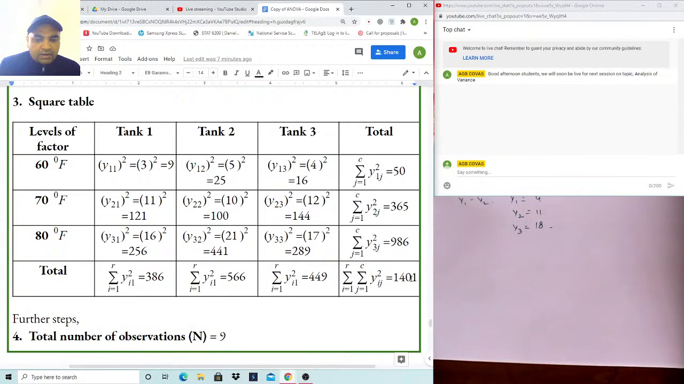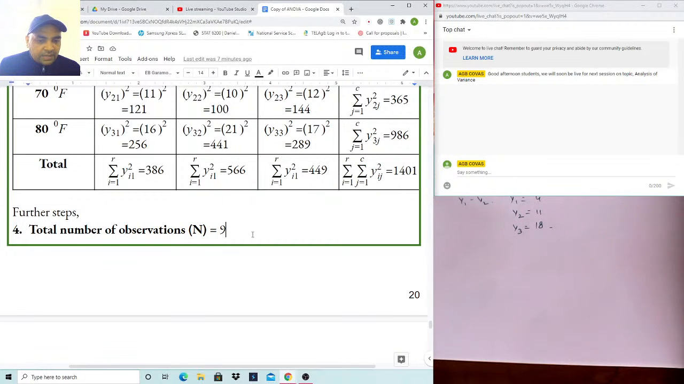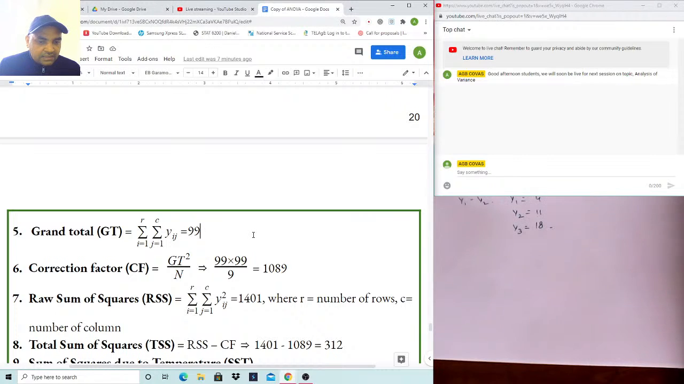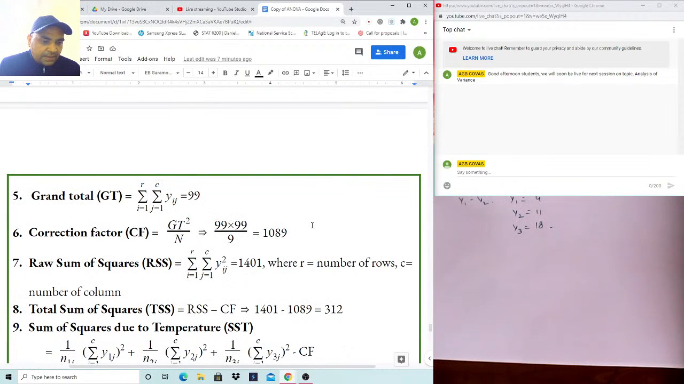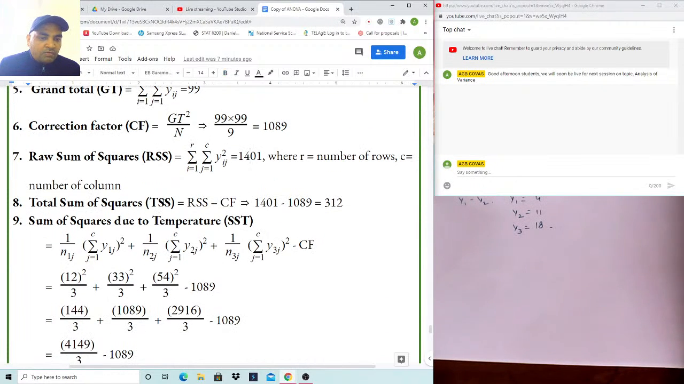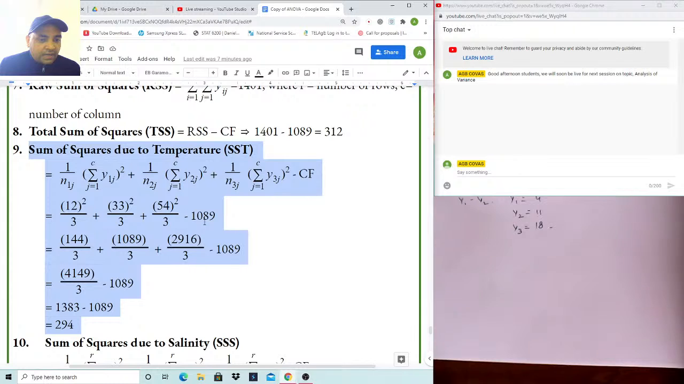So this 1401 remains the same, right? The total number of observations remains the same. The sum of the squares remains the same. The grand total remains the same, and your correction factor remains the same. Even your raw sum of squares also remains the same, and your total sum of squares also remains the same as it was with the one-way ANOVA. Your sum of squares due to temperature will also remain the same as we have calculated earlier.